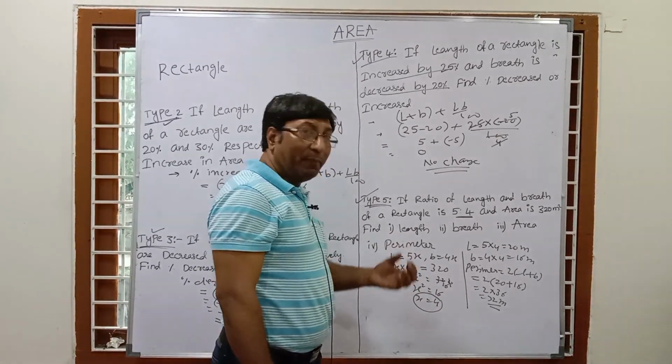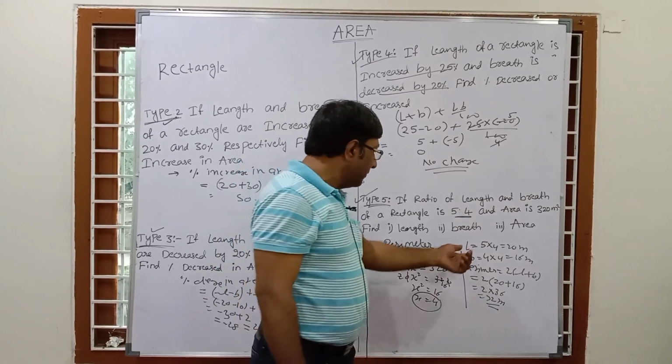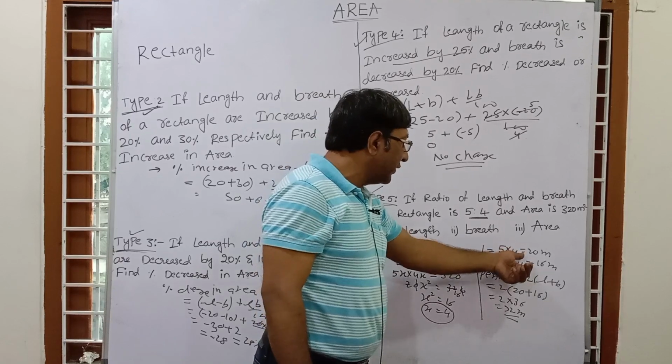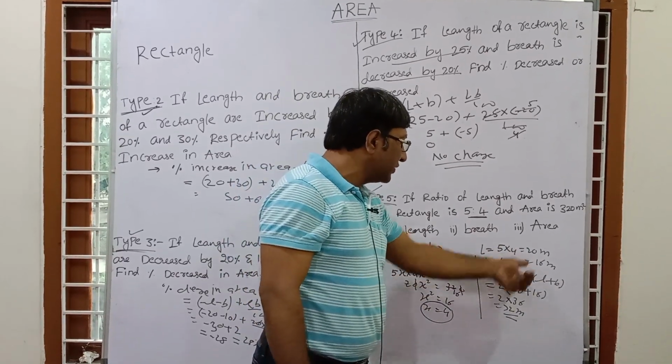What are we taking here? The positive sign. So this is the positive sign, 4. So length will be how much? 5x. So 5 into 4, 20 meter. This is the right answer. Again breadth is 4x, 4 into 4, 16 meter.